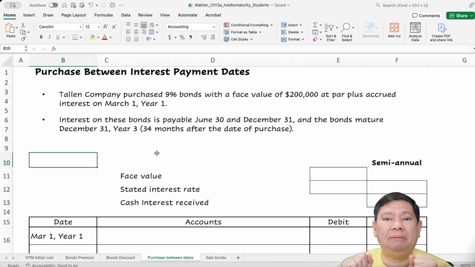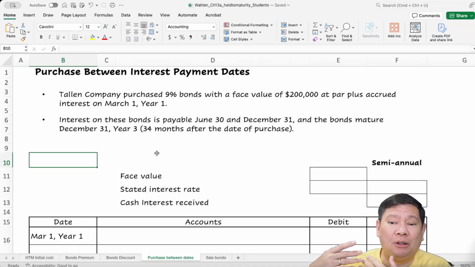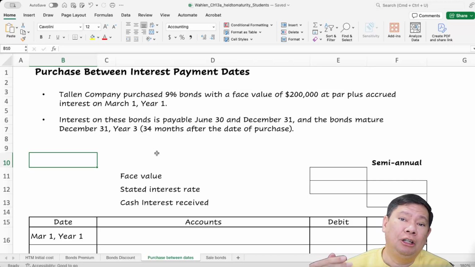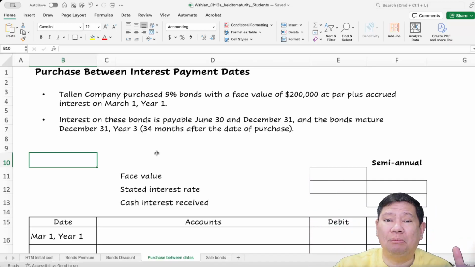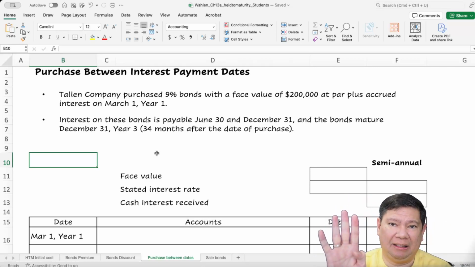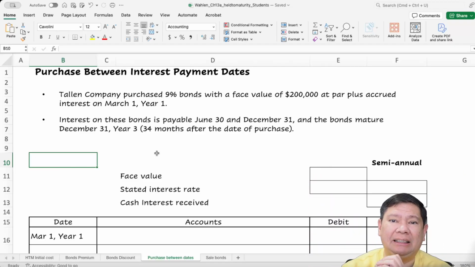But when we receive the interest, we'll receive it for the whole 6 months. So for that reason, we will have to pay first the 2 months interest that has passed. That's called accrued interest. So when we get the full 6 months, basically we will receive 4 months net. Okay, so we pay for 2 months, we will receive 6. So for the net amount, we will receive 4 months of interest.